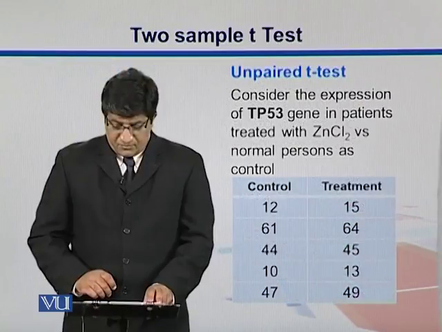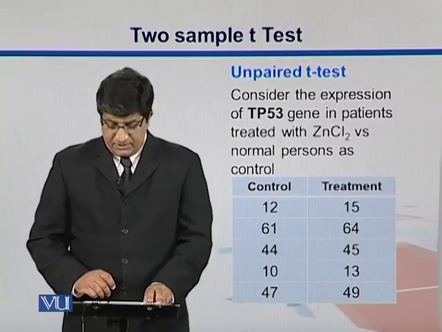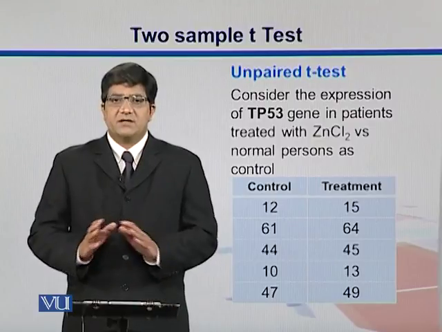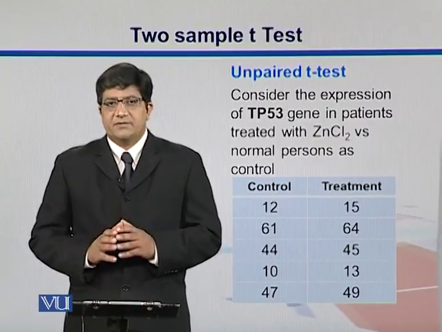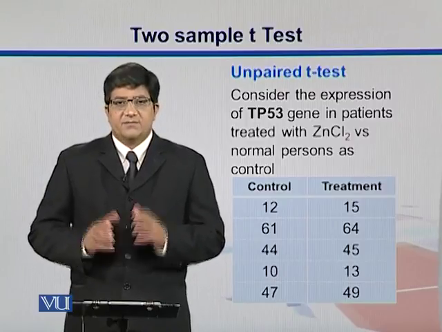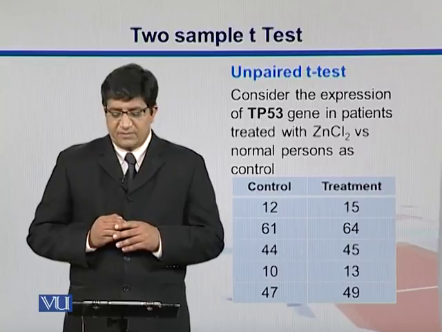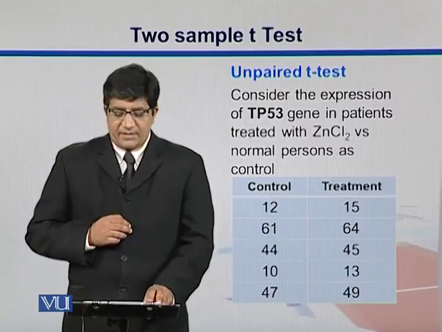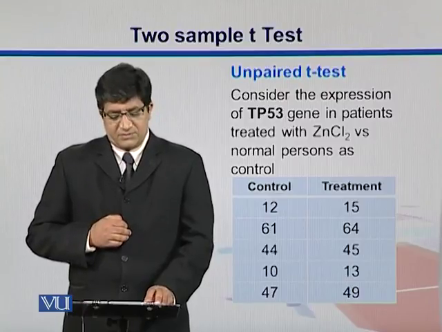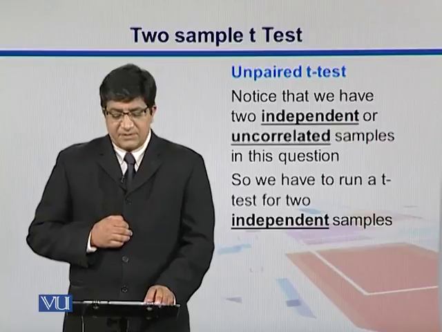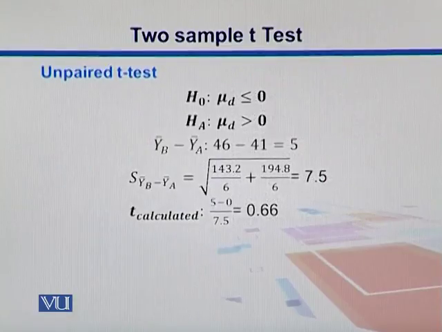Here is an example. We have the expression of the TP53 gene family in patients treated with zinc chloride versus normal persons. Remember, these are all different people, different individuals, so we might not find any strong correlations. We can treat them as two independent samples. We have 5 numbers in each of them, so our N1 or NA is 5 and NB is also 5. Remember, these are independent or uncorrelated samples. So we run this t-test for two independent samples, or unpaired t-test.